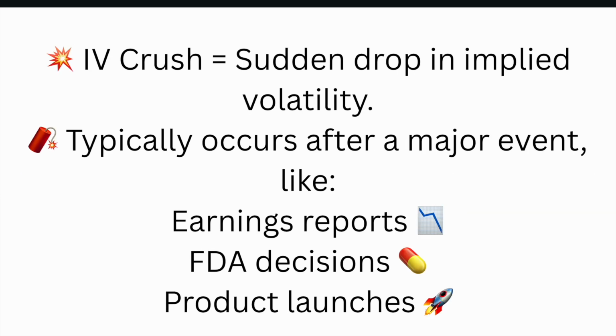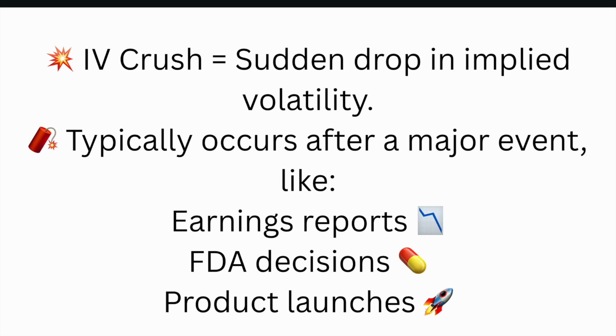Now, what's IV Crush? IV Crush is a sudden drop in the implied volatility. So if you're starting with a lot of implied volatility, then afterwards there's a lot less implied volatility. That is called IV Crush. Ideally, when we're selling options, you want to sell premium at a higher price and then buy it back at a lower price, or even let it expire worthless. And this is how you can take advantage of IV Crush.